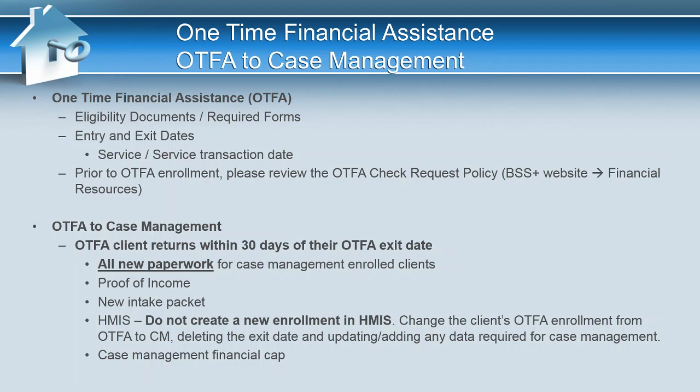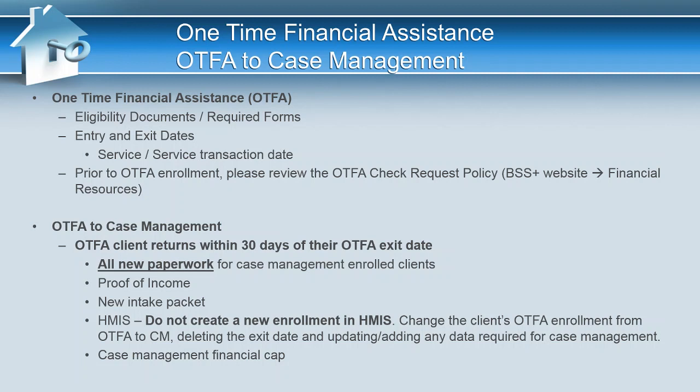You need a new proof of income dated within the 30-day range. You need to do a totally new intake packet. And then when you go into HMIS, you've got that enrollment already created for OTFA. Do not create a new enrollment in HMIS. We simply change the client's OTFA enrollment from OTFA to CM for case management, deleting the exit date, and then you'll also update and add any data required for case management, because there are a couple additional data elements that are required for case management in HMIS.